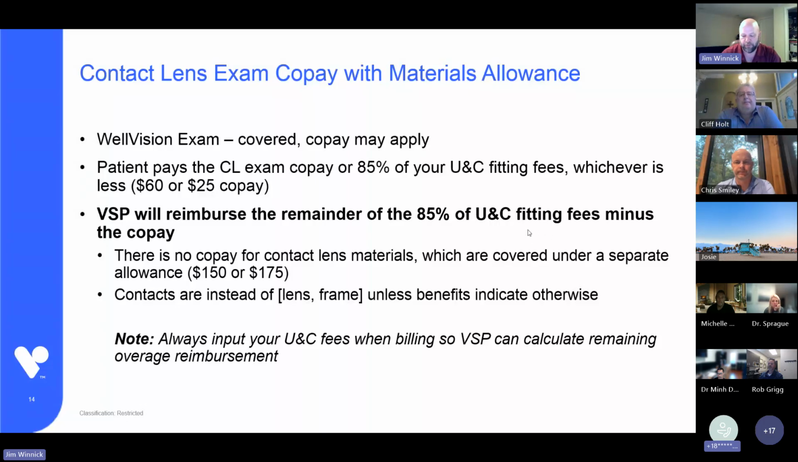Another big tip is when you're doing your billing, you always input your usual and customary fees, full amounts, so that the VSP system then will calculate the discounts appropriately. Don't make the mistake of, if you've got a $100 fitting fee, your staff is putting in $85 in the VSP claim, because you're only going to get 15% of $85 instead of 15% of $100.